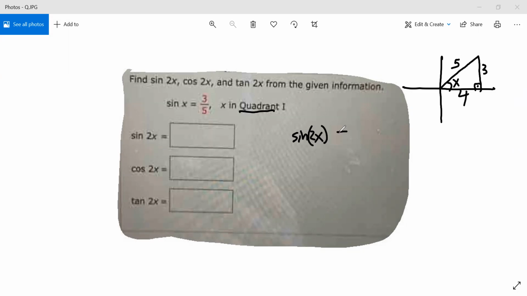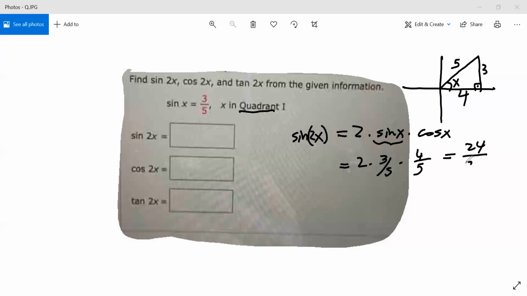The double angle formula for sine is sine 2x equals 2 times sine x cosine x. The sine is already given to me, so I'm just going to plug it in. This will be 3 over 5, and cosine x from this triangle is adjacent over hypotenuse, so that's 4 over 5. Now I can just multiply this. 2 times 3 is 6, 6 times 4 is 24, over 5 times 5 is 25.